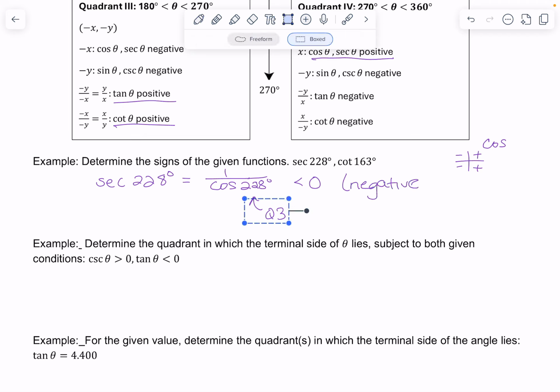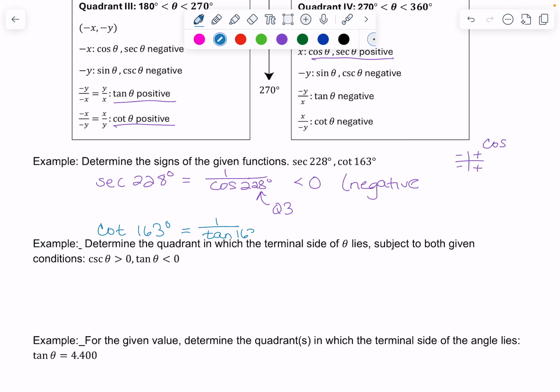Let me move this up just a tad so I have room for the second one. The next one here, the cotangent of 163 degrees. That's the same as 1 over tangent, if you want to think about it that way, of 163 degrees. If I'm looking at the 163 degrees, we'll go up this way. That's going to be in quadrant 2. Again, coming over here for tangent, all students take, it's positive in the third quadrant, calculus. So it's negative in these two quadrants. And that means, again, this is less than 0. So this, again, is negative.